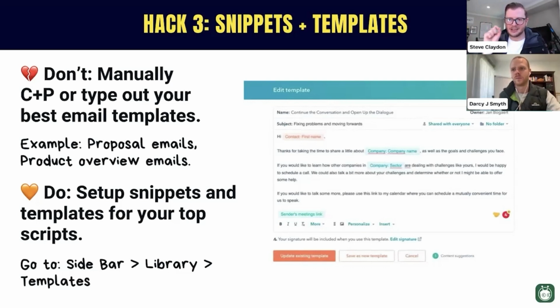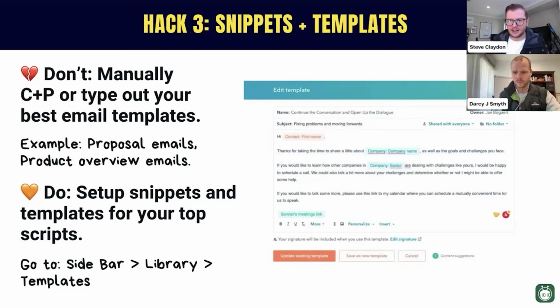So you want to have a really solid proposal email body template, product overview emails, any of those templates that are really gold that you want to make sure the team are nailing every time. Upload them into HubSpot as a template. Make it easy for them to be able to use these templates. And it makes it so much easier if you're onboarding a rep.